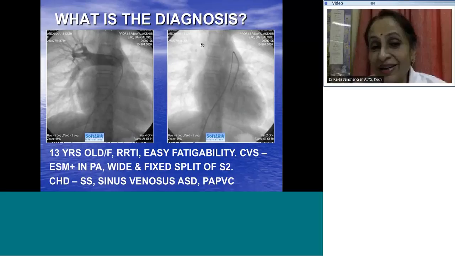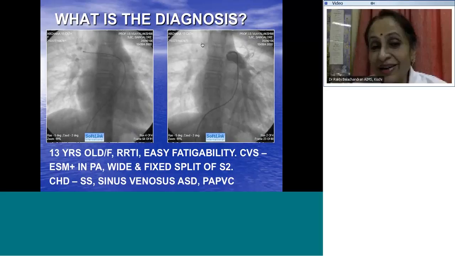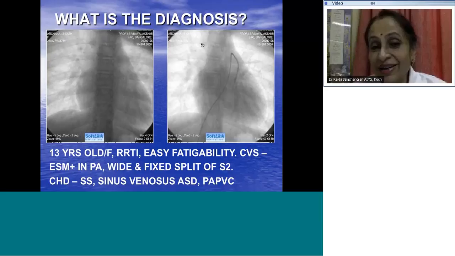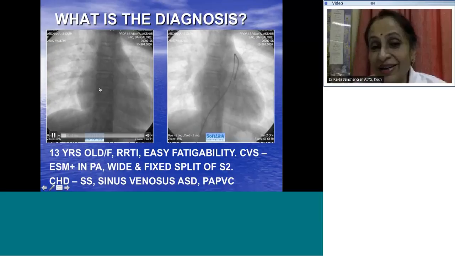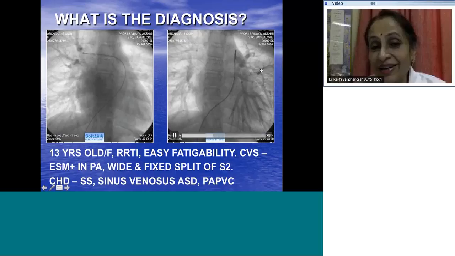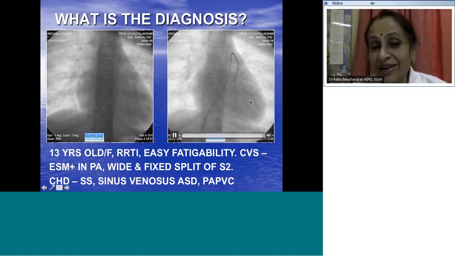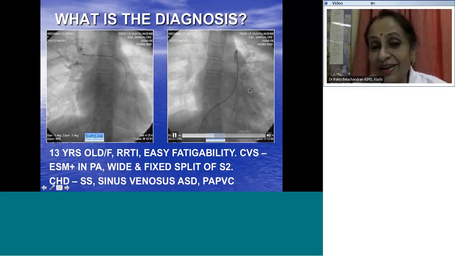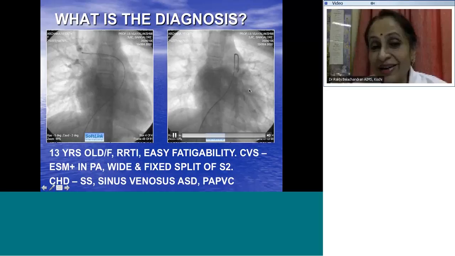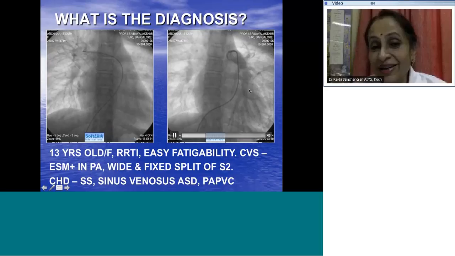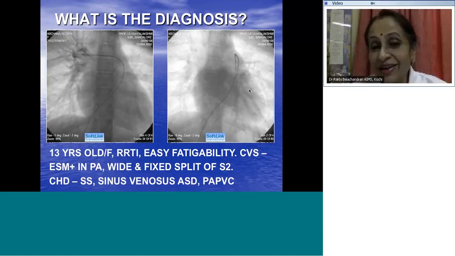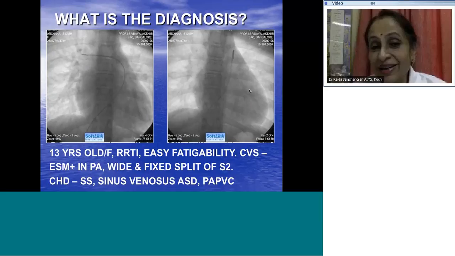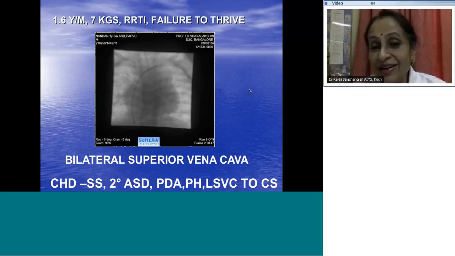So whenever you want to suspect whether it is a PAPVC or TAPVC, you have to look carefully. So here you can see that only the right upper pulmonary veins are draining into RA, whereas the left pulmonary veins are draining into LA, LV. So this is a sinus venosus type of ASD, because 80% of sinus venosus type of ASDs will have PAPVC. Okay. So this is the sinus venosus type of ASD with the PAPVC. That is the right answer.